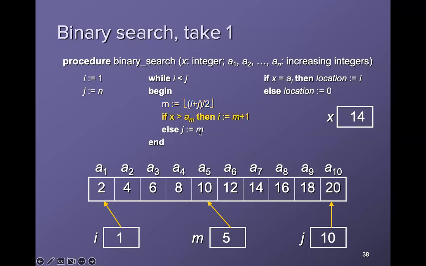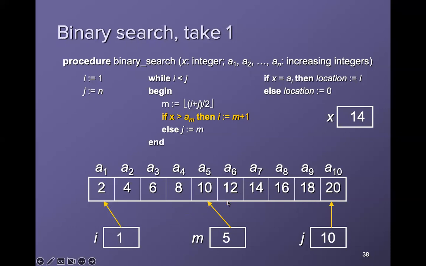Now, we will compare if x, the number that we are looking for, is greater than the number in the middle of the list. Then we set i equals m plus 1. That would be m, which is 5, plus 1. So the new index i will now be at a sub 6.